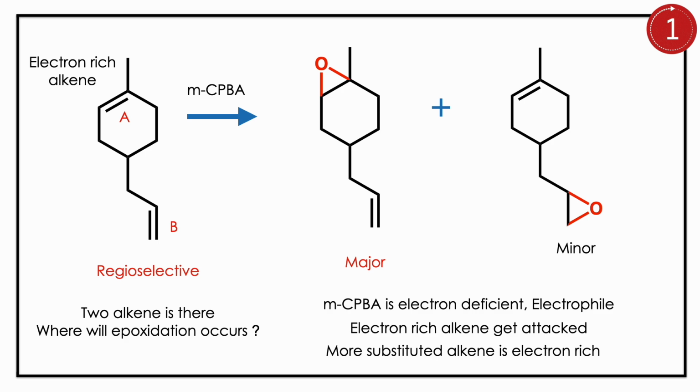The concept outlined here is that meta-chloroperbenzoic acid is electron deficient, so it always attacks the electron rich alkene.